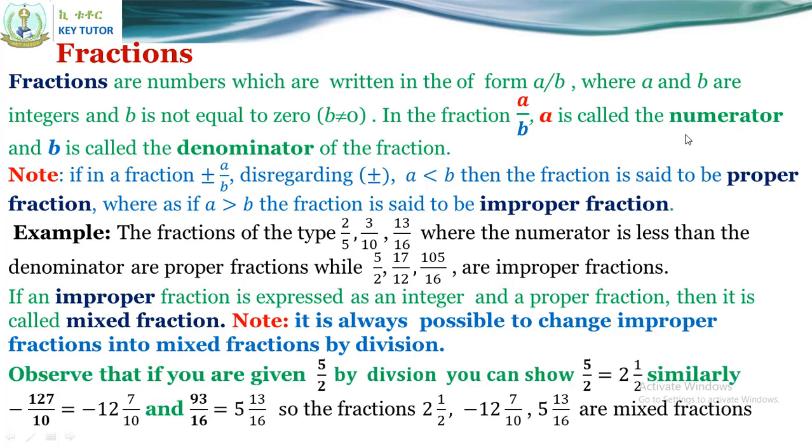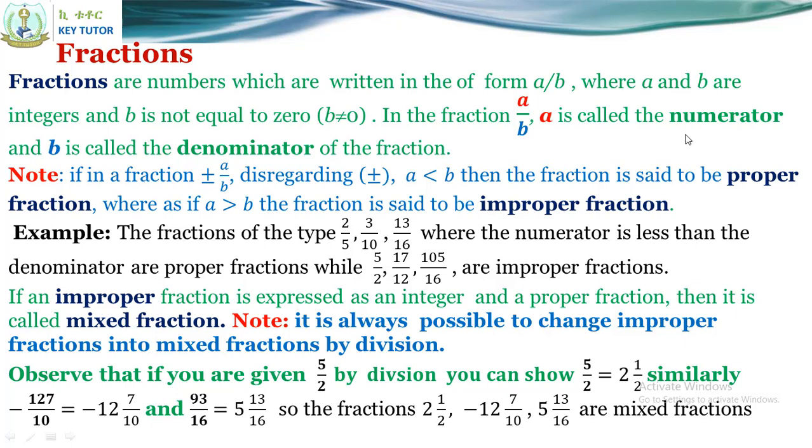Let's take numbers like 5 over 2, negative 127 over 10, 93 over 16. In each of them, you can see that these numbers are improper fractions. How can we change them into mixed fractions? As they are improper, we can change them into mixed fractions. Later on, we will see the importance of changing an improper fraction into a mixed fraction.